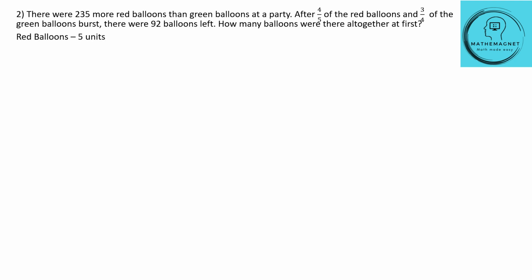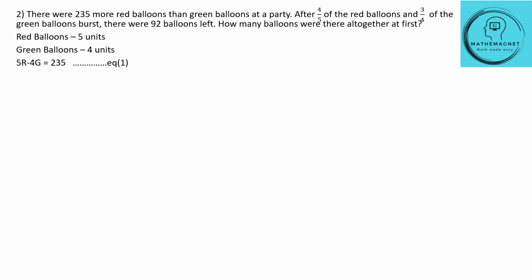Now, we know there were 5 units of red balloons because 4/5 of the red balloons were burst. So there were 5 units, of which 4 units burst. So red balloons has 5 units. Similarly, we know green balloons has 4 units because 3 units of the 4 units burst. Correct? So it is 3/4 units burst. So totally, green balloons were 4 units.